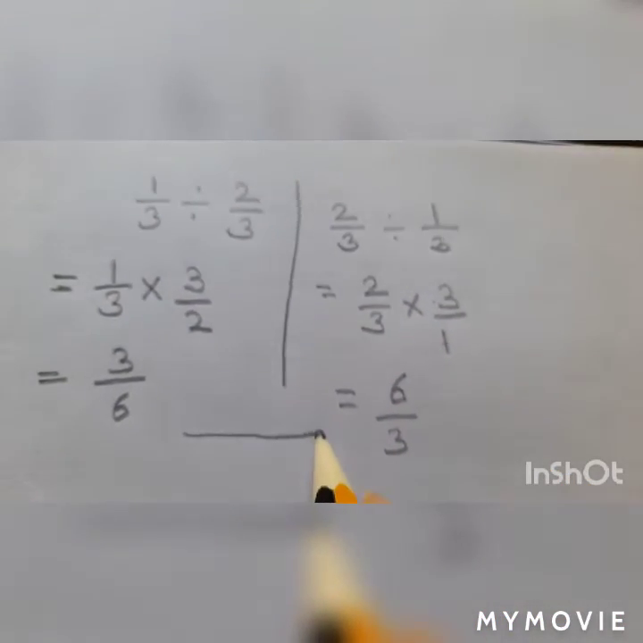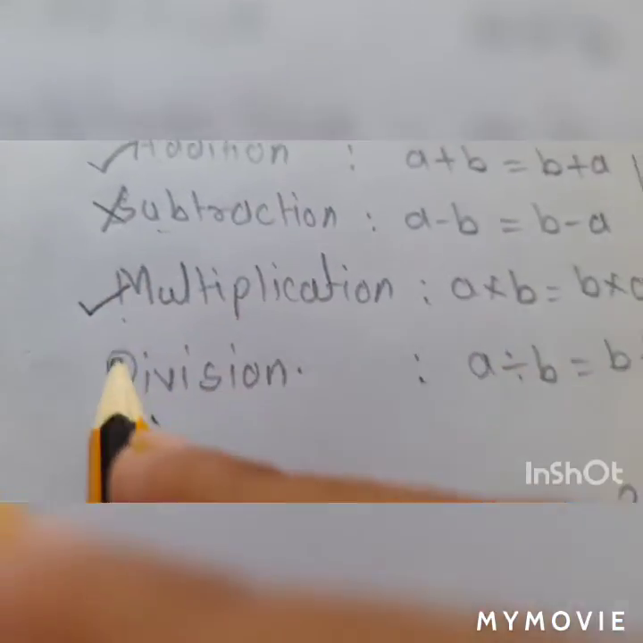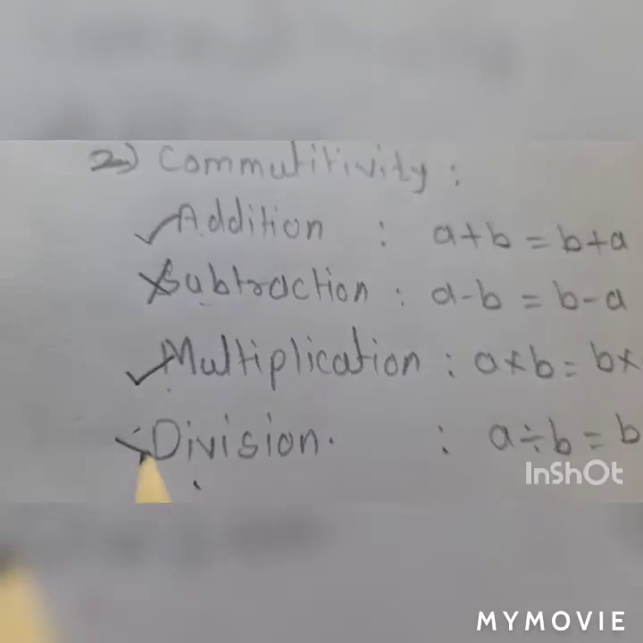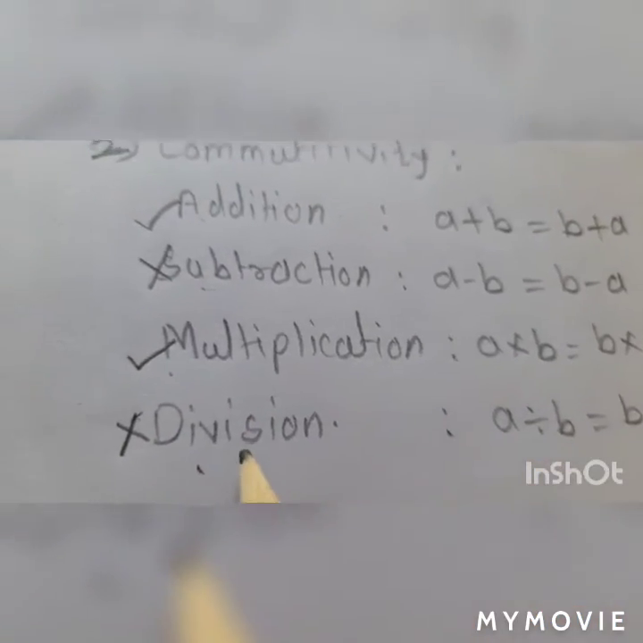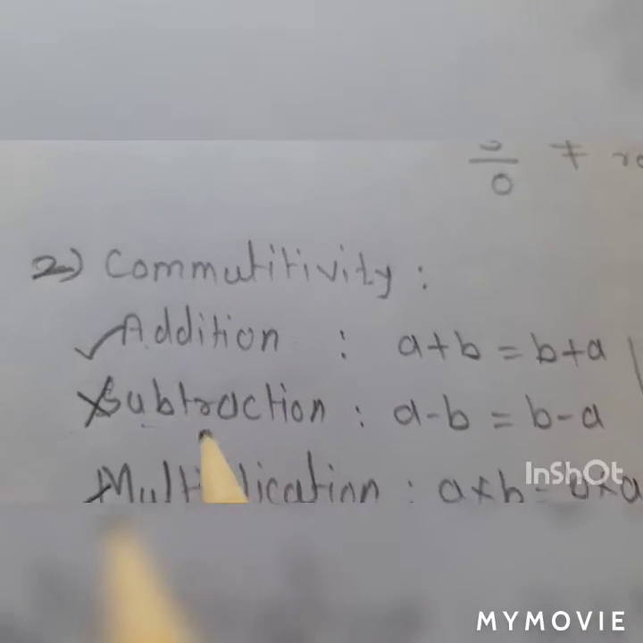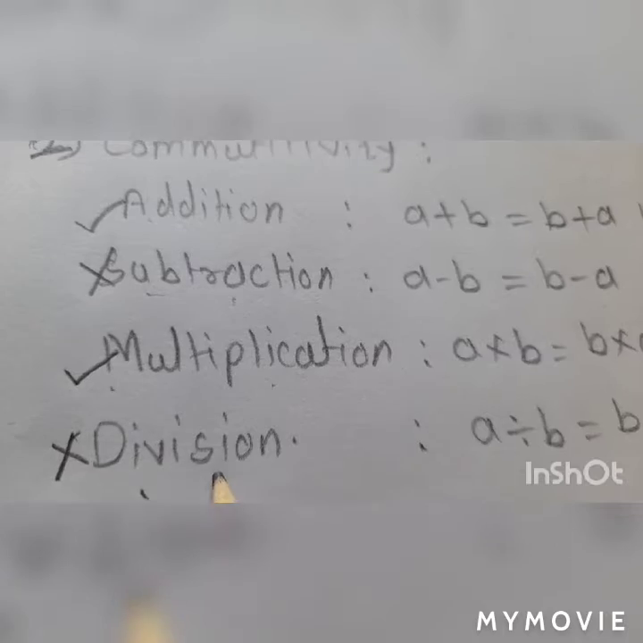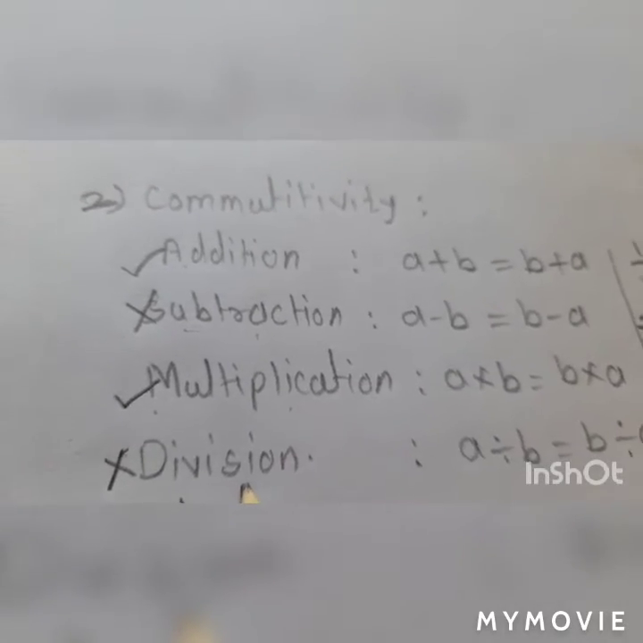We can see that we didn't get the answer similar. That's why we can say that division does not satisfy the condition of commutativity. Therefore, addition and multiplication are commutative, but subtraction and division are not commutative.